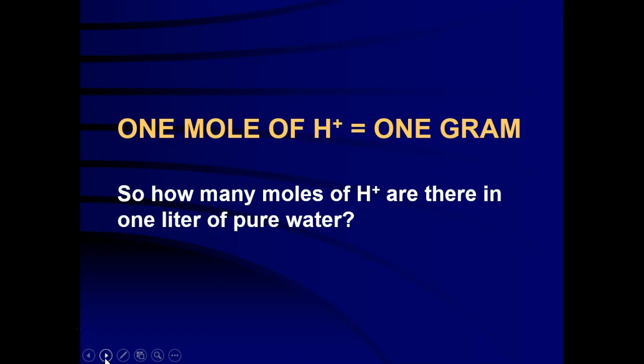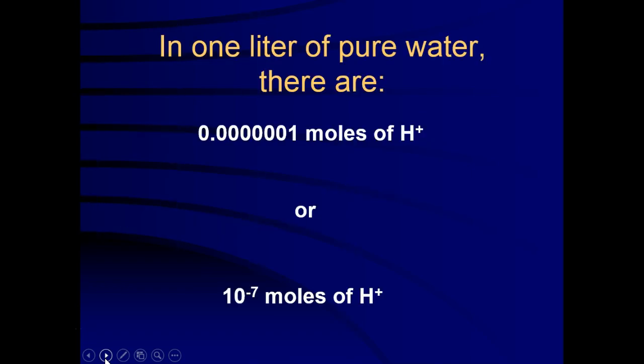So the concentration in moles is going to be very, very small. And it turns out that in 1 liter of pure water, we're going to have 0.0000001 moles of hydrogen ions. All right, that's tiny, tiny, tiny, tiny, tiny, tiny.